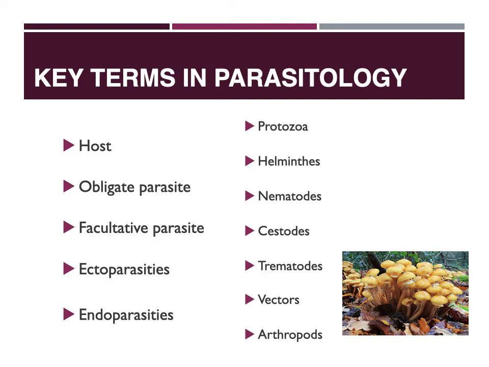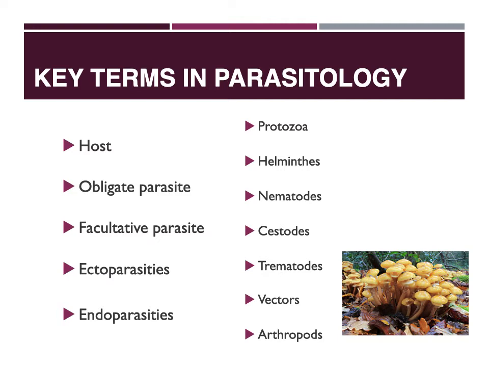Facultative parasites, on the other hand, you've got to catch them in the right environment, in the right host, in the right organism, in order for them to be viewed as parasitic. And then if we look at where the parasite is found, we can have ectoparasites or endoparasites. Ectoparasites are going to be on the outside of the host, and endoparasites are going to be within the host. Our next column has some different organisms that are known as parasites that we'll be covering in this course.